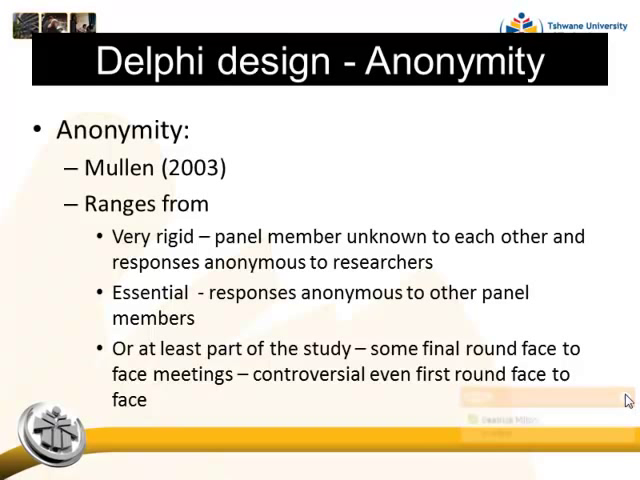So you get very rigid, where the panel members don't know. Mbali is part of the Delphi, but she doesn't know that Pumzile is also part of the Delphi. She just knows that there's other experts, but she doesn't know who those experts are. Okay, and I also don't know who the experts are. So you can see that is a very rigid level of anonymity, and that's quite difficult to achieve, because I would then have to get somebody else to communicate with you so that I don't know who you are.